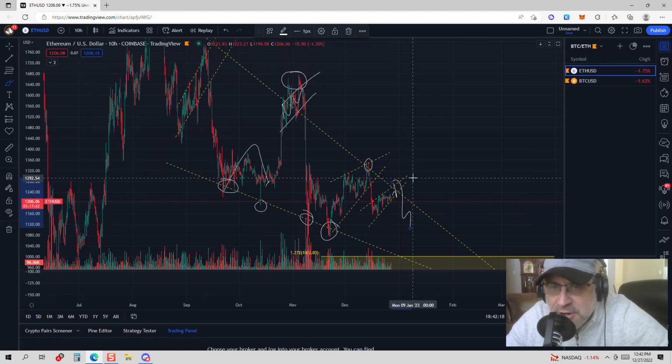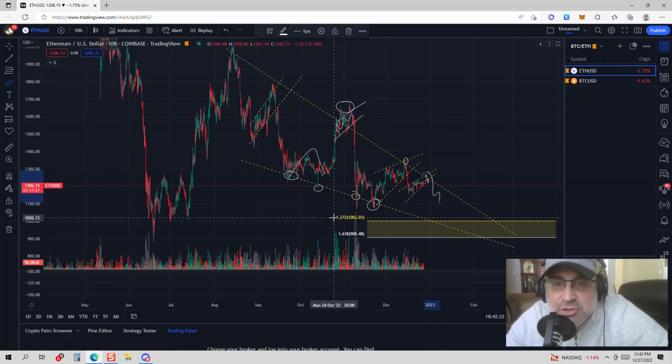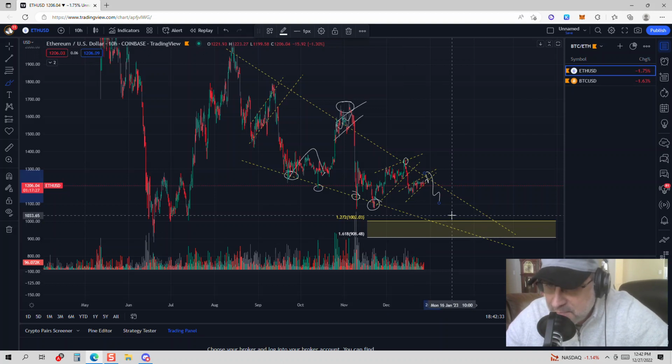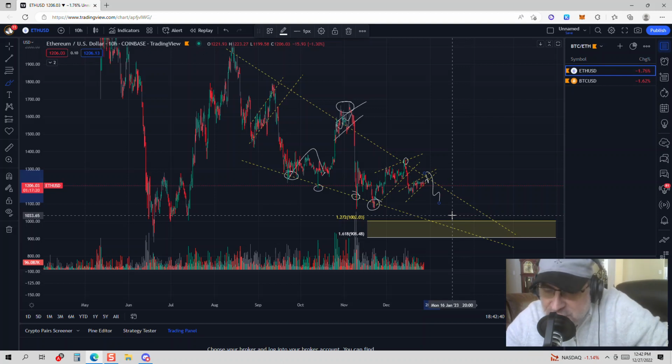And then I imagine we're going back into the structure and back down to the fibs that I drew on here, the 1.272, where we could see Ethereum hitting the $1,000 price range, and then the 1.618 could be $900 Ethereum. If Ethereum hits $1,000, $900, I would seriously consider dollar cost averaging at that point.